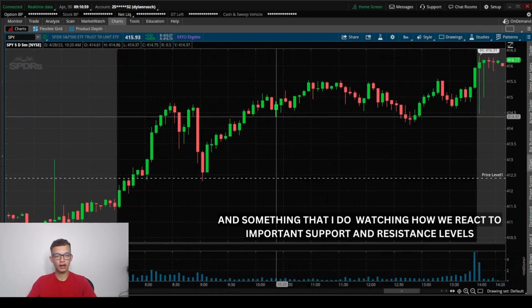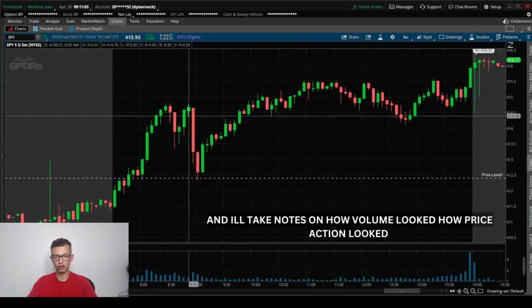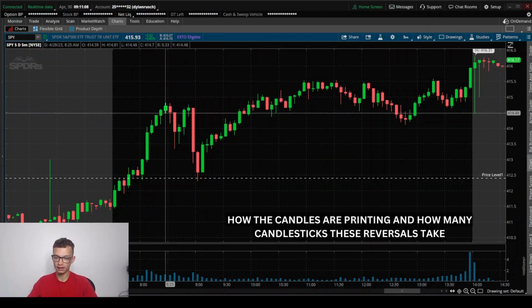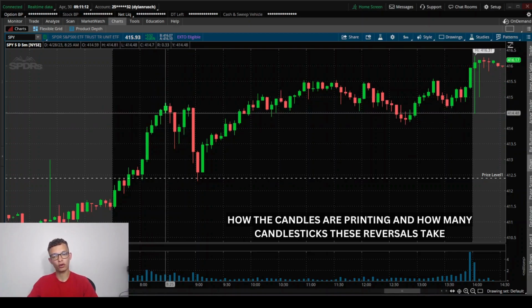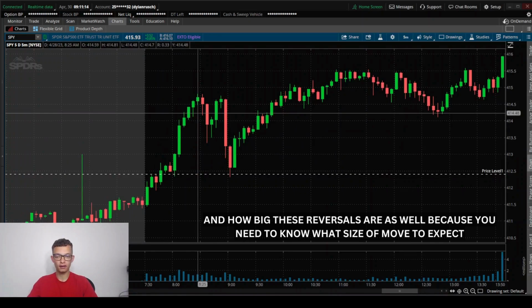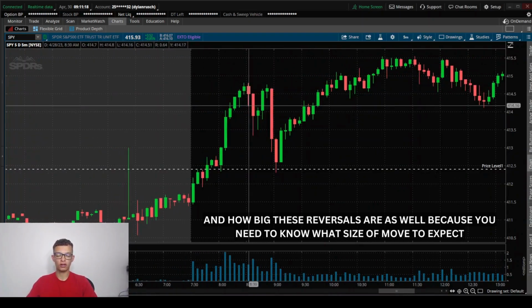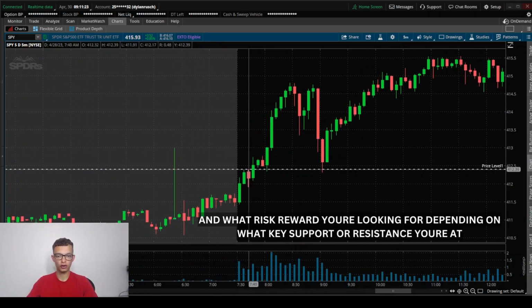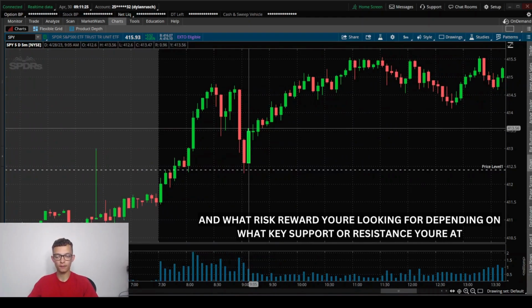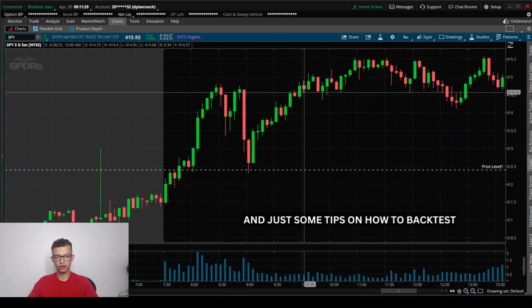So going back and backtesting different things like this is what I recommend and exactly what I do. I just test how we react at key support and resistance areas, and I will take notes on how volume looked, how price action looked in terms of exactly what candles we were printing, how many candles potentially it took for the reversal to happen, and how big of a reversal happened as well, because you need to know what to expect and what risk reward you're looking for in your trade depending on what key level it's at.